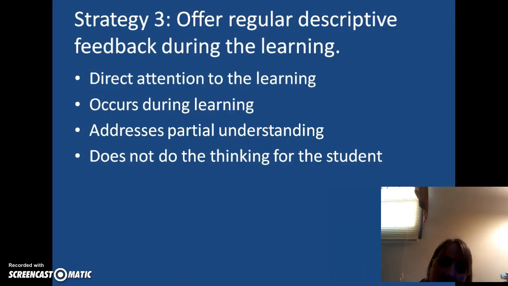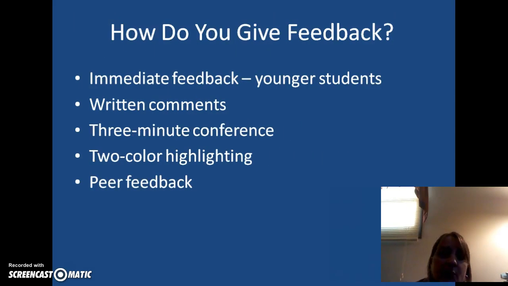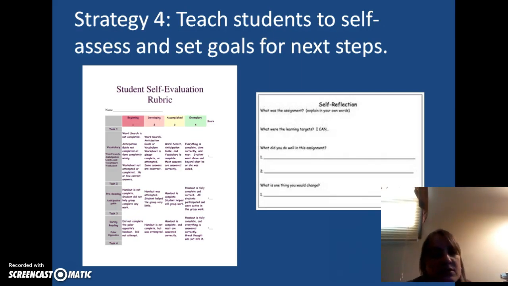Strategy 3, offer regular descriptive feedback during the learning. Direct attention needs to be placed to the learning. This occurs during the learning. It addresses the partial understanding and it does not do the thinking for the student. It provides feedback and the student takes that feedback and works with it. How do you give feedback? Immediate feedback, especially for younger students, written comments, 3-minute conferences, 2-color highlighting, peer feedback. I personally like the written comments and the mini conferences, just to open up that dialogue with students.